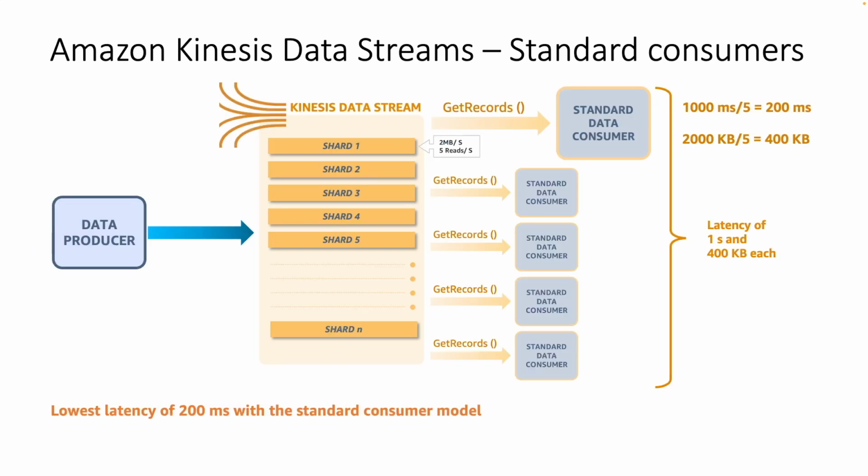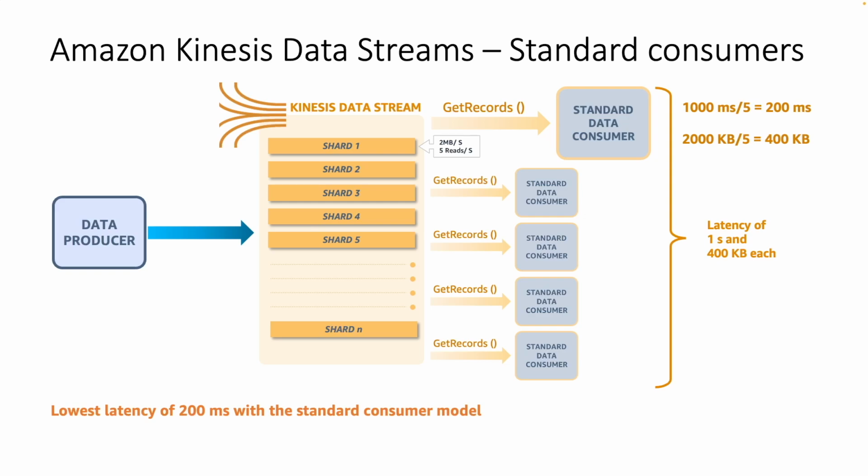Now, as I mentioned, in Kinesis Data Streams, there are two different models. One is the standard consumer model. In the standard consumer model, you can get up to 2 MB of read throughput, and you can read 5 reads per second. So essentially, you're getting an average latency of 200 milliseconds with the standard consumer model, and you're getting 2 MB of data per second. That's the kind of response that you're getting. If you are able to fulfill your business use cases with this, it's really ideal because it's cheaper.